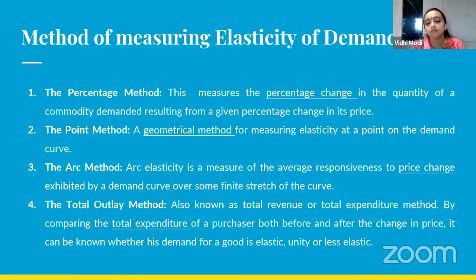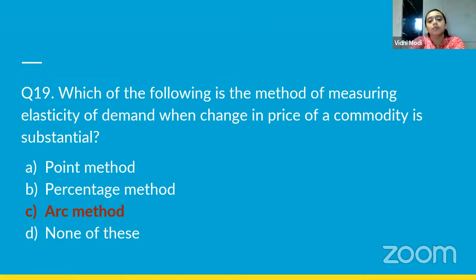Here it talks about the total expenditure, right? By comparing the total expenditure of the purchaser both before and after the change in price, it can be known whether its demand for a good is elastic, unity, or less elastic. So the answer would be arc method, right? Arc method.